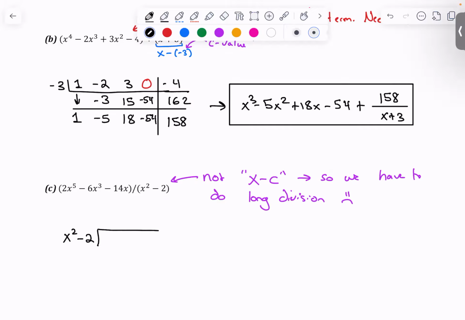So either way, we've got x squared minus 2. We can put a placeholder for the divisor, but it's not really necessary. And notice that there are a lot of missing powers of x. There's a missing x to the fourth, there's a missing x squared, and there's a missing constant term. So we need to put placeholders for all of those things. So 2x to the fifth plus 0x to the fourth minus 6x cubed plus 0x squared minus 14x plus 0.